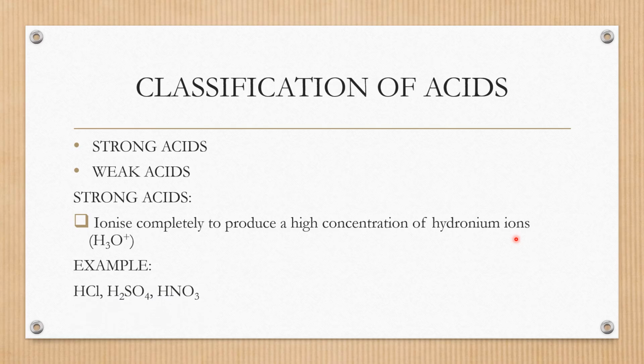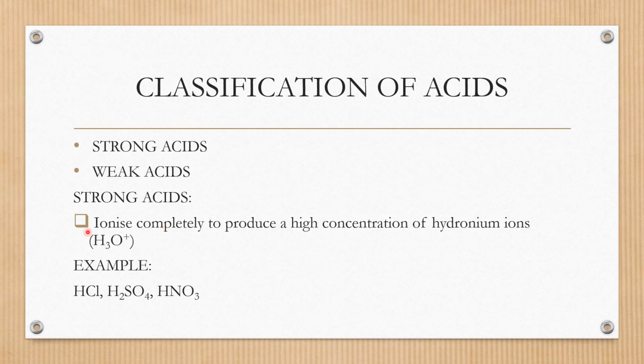The examples are HCl, H2SO4, HNO3. HCl dissociates in water as H3O plus and Cl minus, so it is a strong acid. H2SO4 also dissociates and gives two molecules of H3O plus and SO4 2 minus. HNO3 also dissociates in water to give H3O plus and NO3 minus ion. As we already saw in the first acids category, go through the acid categories.